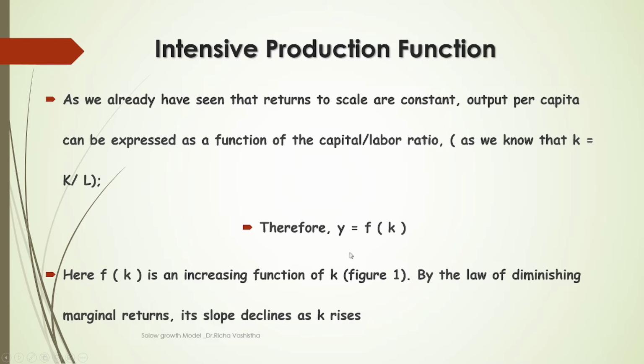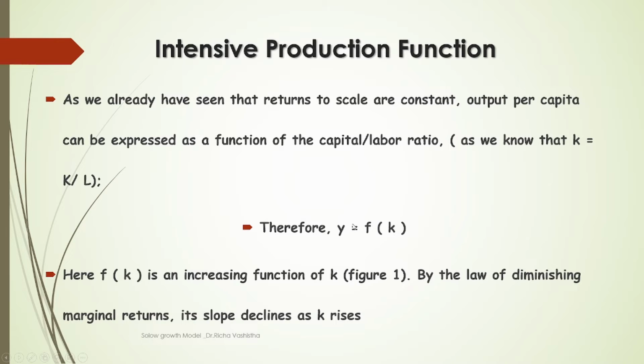Now the intensive production function. As we already know, we have assumed constant return to scale, or we can say the returns to scale are constant here. Output per capita, which we have already seen how it is denoted, can be expressed as a function of the capital to labor ratio. As we know, small k is equal to capital K upon labor L. Therefore small y, which is the per capita income or output, will be a function of small k, which is nothing else but the ratio of capital to labor.